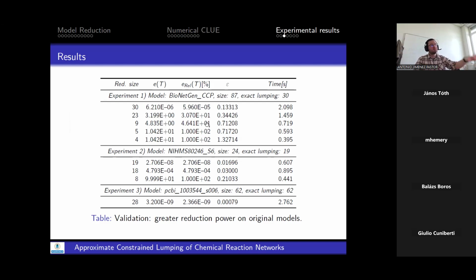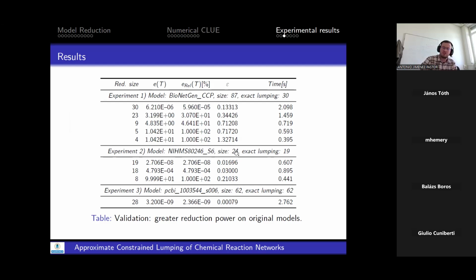So in this first example, it's very clear that we are losing a lot of information when we push our lumping forward. It's true we can reduce more, but at the same time you lose too much information. So let me go to the second experiment. This is kind of interesting.